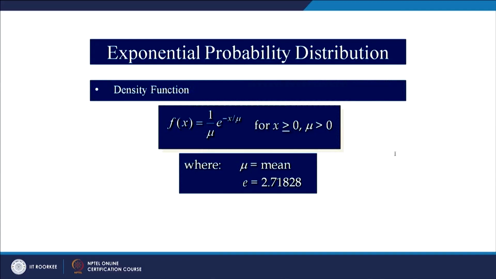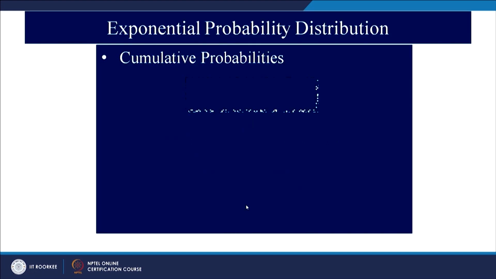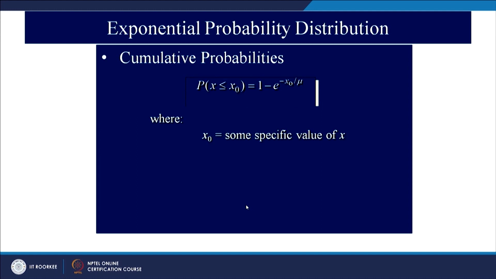The exponential probability density function is f(x) = (1/mu) e to the power minus x/mu, for all x greater than or equal to 0 and mu greater than 0. Here mu is the mean, and e is equal to 2.71. We will work out an example. This is how you can calculate cumulative probabilities for some specific value of x0: 1 minus e to the power minus x0/mu.